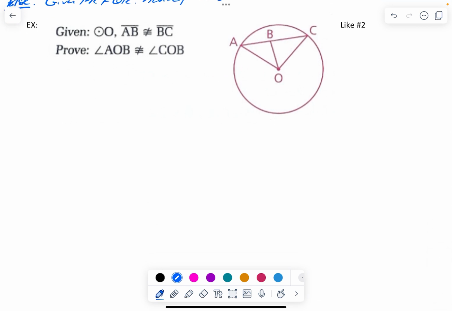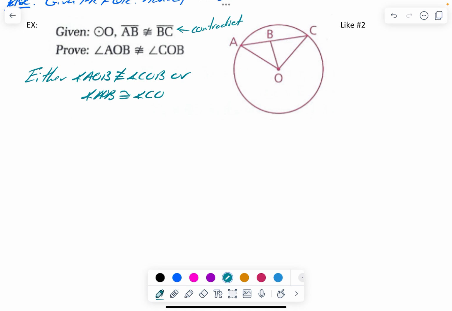All right, finally, last one. Given circle O and AB not congruent to BC, so that's what we're going to contradict. We want to prove that angle AOB is not congruent to angle COB. So remember, we start with either angle AOB not congruent to angle COB, or angle AOB is congruent to angle COB.